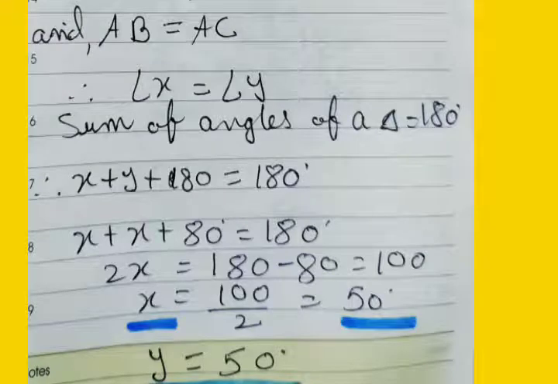Sum of angles of a triangle is 180 degrees. So we can write X plus Y plus 80 degrees equal to 180 degrees. And so X plus X, because X is equal to Y, so X plus X plus 80 is equal to 180. And so 2X is equal to 180 minus 80 equal to 100. And so X is equal to 100 by 2 equal to 50 degrees. So Y is 50, means X is also equal to 50 degrees.